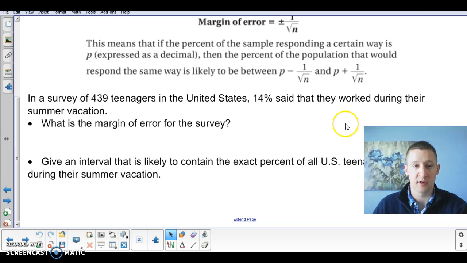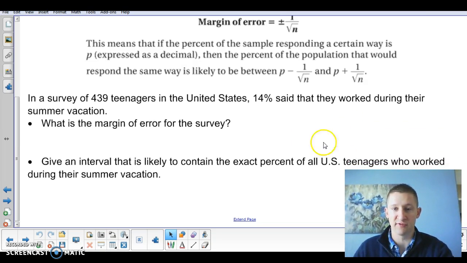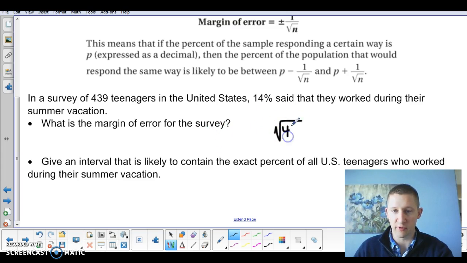Now to make this work, let's say in a survey of 439 teenagers in the U.S., 14% said that they worked during their summer vacation. What's the margin of error for the survey? Well, in order to do that, we need to take n, which is the number of people in the sample. We're going to take the square root of that, in this case the square root of 439, and we are going to take 1 divided by that number. Our margin of error is going to be plus or minus whatever that happens to be.